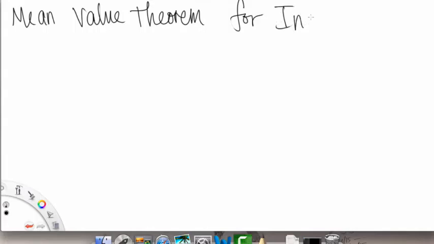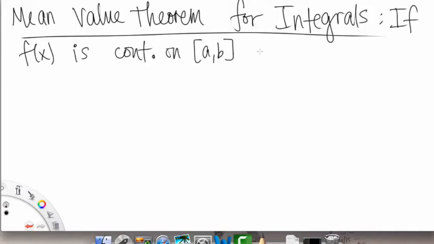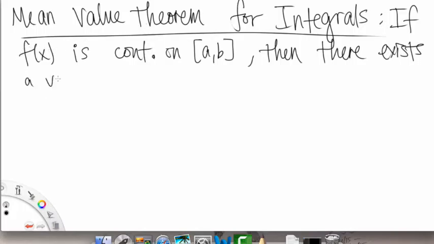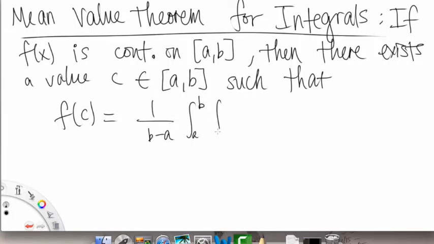Alright, so the last concept here that I want to introduce is called the mean value theorem, for integrals in this case, because we've learned the one for differentiation. For integrals, it says that if our function f of x is continuous, because we always want continuity, on the closed interval a, b, then there exists a value c somewhere in a, b such that the following statement is true: f of c is equal to 1 over b minus a times the integral from a to b of f of x dx.